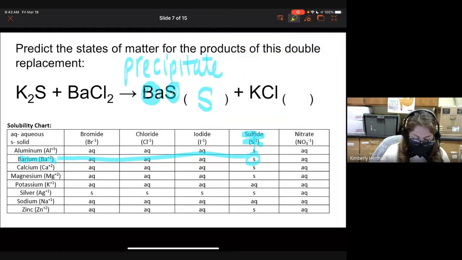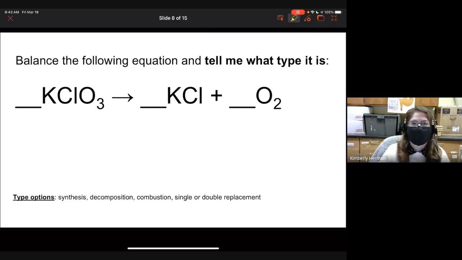We find K, which is potassium. We find Cl right here, and then we bring them together, and we would see this is AQ, aqueous, meaning dissolved in water for it. Oh, I forgot we have to balance before we move on to stoichiometry. So for this one, we're going to balance it and then tell me what the type is.